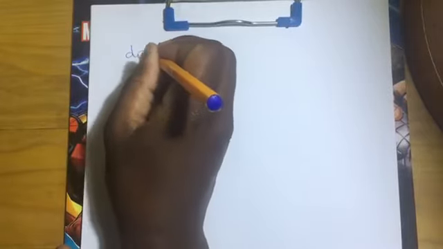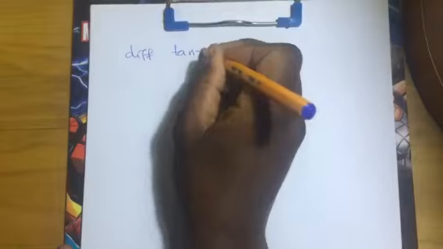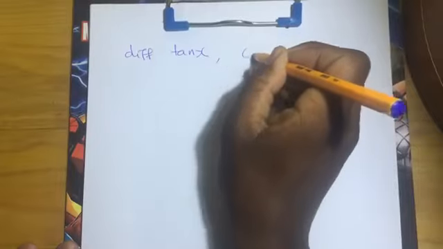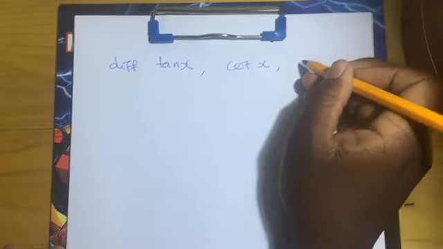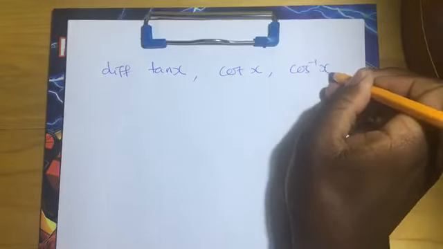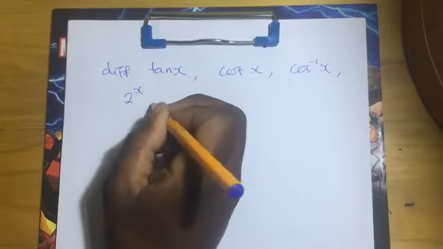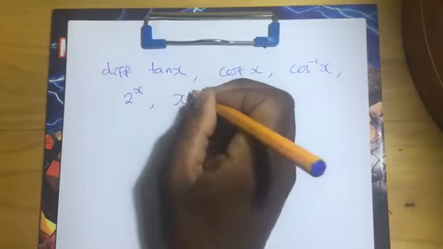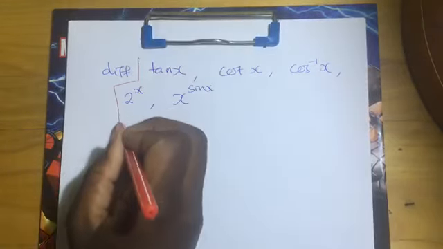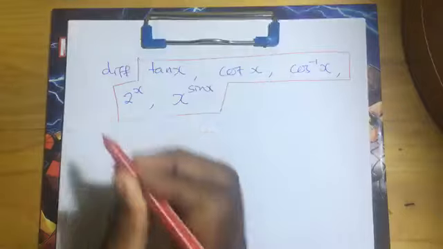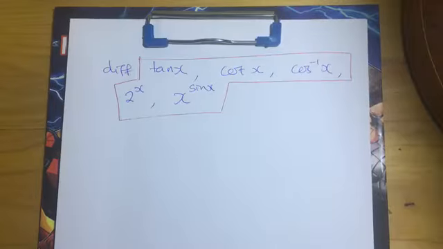You should be able to differentiate a function such as tan x, okay? You should be able to differentiate a function such as cot x, a function such as cos inverse of x, a function such as 2 to the power x, and a function such as x to the power sin x. These are high probability exam questions. So pay attention to each and everything that will be taught. Okay. So we can start.